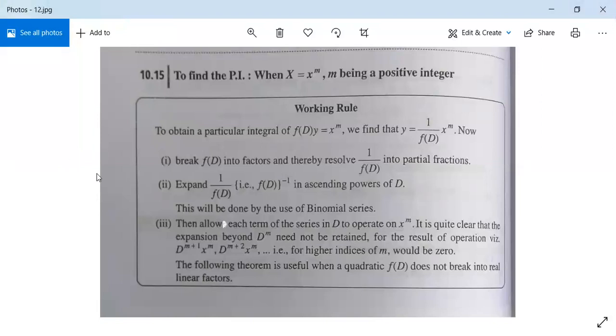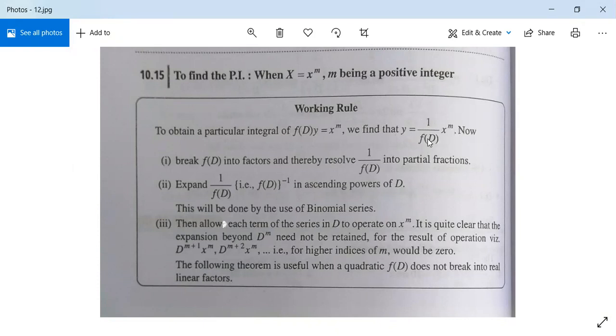Now we are going to see how to find the particular integral when the right-hand side function X is of the type x to the power m, where m is a positive integer. In this case our differential equation will be f(D)y = x to the power m. So y can be written as 1 upon f(D) x to the power m.